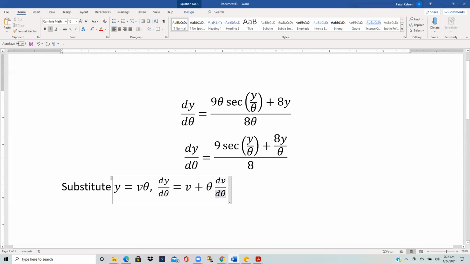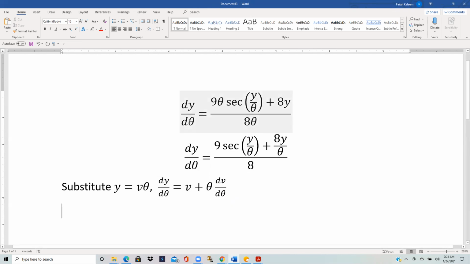For some reason, this print is coming small. Okay. So here, that's what we will do.